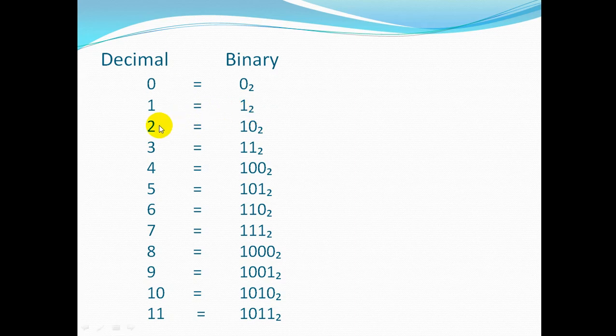Now let's look at this number 2. It gets interesting from this point. Number 2 coming here becomes 1 and 0. Why? Now take a look at this number. Binary numbers only consist of zeros and ones. Okay, it consists of only zeros and 1.